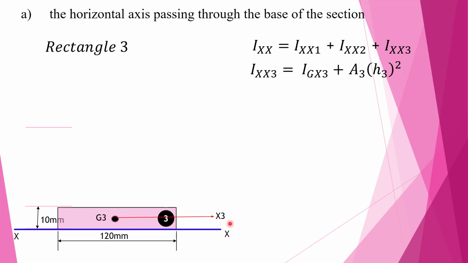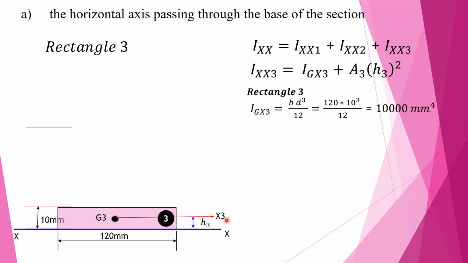Now what is G3X3? G3X3 is the centroidal x-axis, right? So we know the formula for finding out the moment of inertia of the third rectangular section about this centroidal axis. That will be BD cube by 12. So for rectangle 3, IGX3 with respect to its own centroidal x-axis will be equal to BD cube by 12, which is equal to 120 into 10 cube by 12, which is equal to 10,000 mm raised to 4.